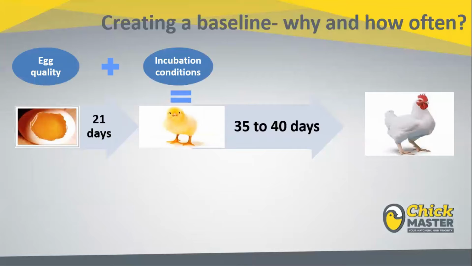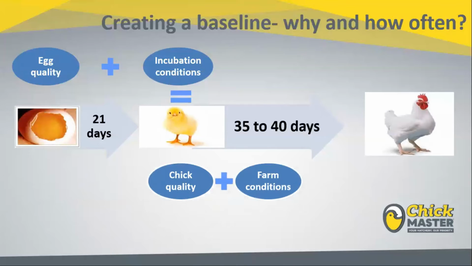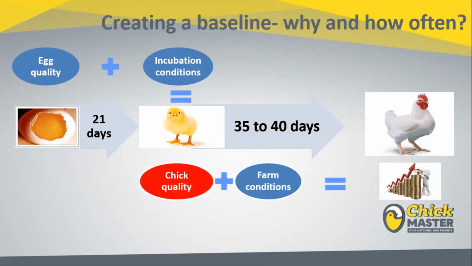To obtain a good quality chick, we need a good egg quality and correct incubation conditions. And to obtain a good quality chicken, we need a good chick quality and correct conditions in the farm. So chick quality is a necessary condition to succeed or to have profitability for the production process.